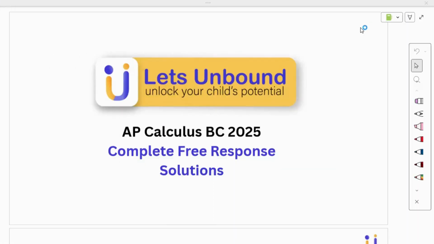Yes, we are back with another FRQ. We are at FRQ 3 of the AP Calculus BC 2025 exam. As before, you will get a clear step-by-step explanation for this question. And the most important thing is, it is a non-calculator paper. So we're going to solve the question completely without calculator assistance.